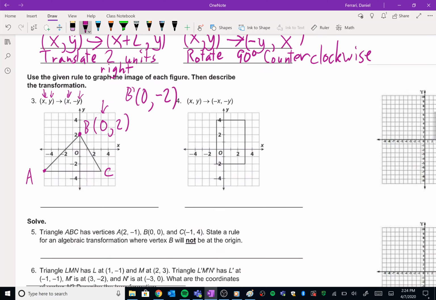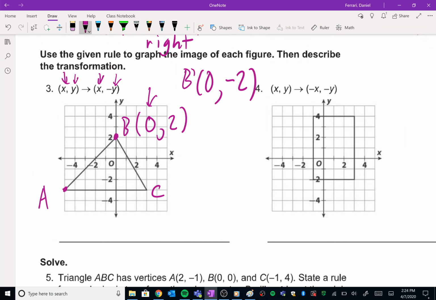Now if I plot that point, I'm going to zoom in just a little bit to make this a little bit clearer. I'm going to plot the point 0, negative 2, and this is going to be point B, B prime, excuse me. Now we're going to repeat that process for the other points. So let's look at A prime.